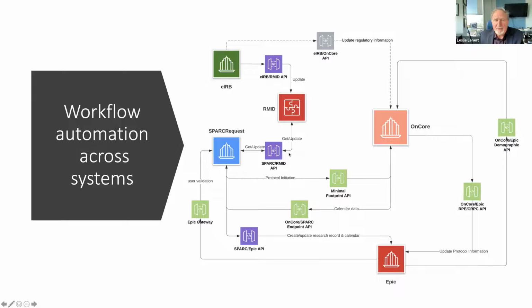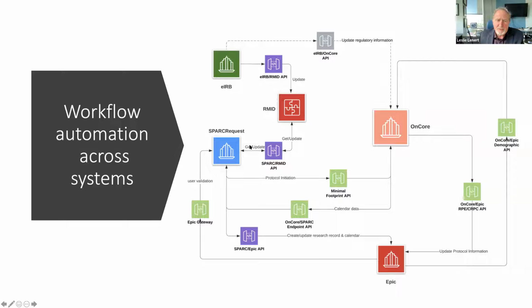Spark Request has a couple of APIs. It does have an API to get the research master identifier. And then the interaction between Encore and Spark Request is a little bit complicated because Spark Request is our legacy system.